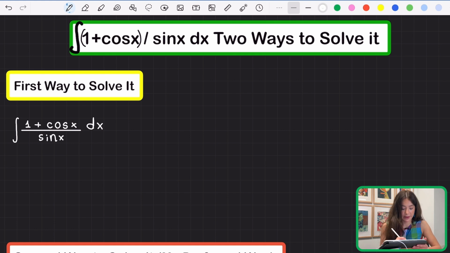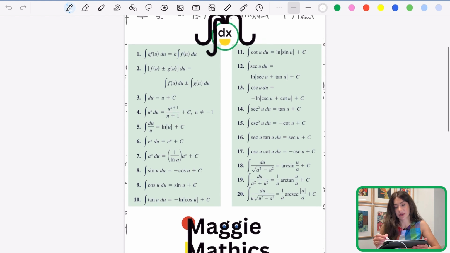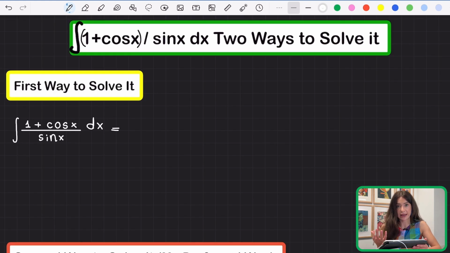But the first one, I'm going to use integral rules. If you have integral rules, the first way is quicker and shorter. Here I'm going to separate the numerator and write it as two separate integrals, because the integral of a sum of terms is the sum of integrals.